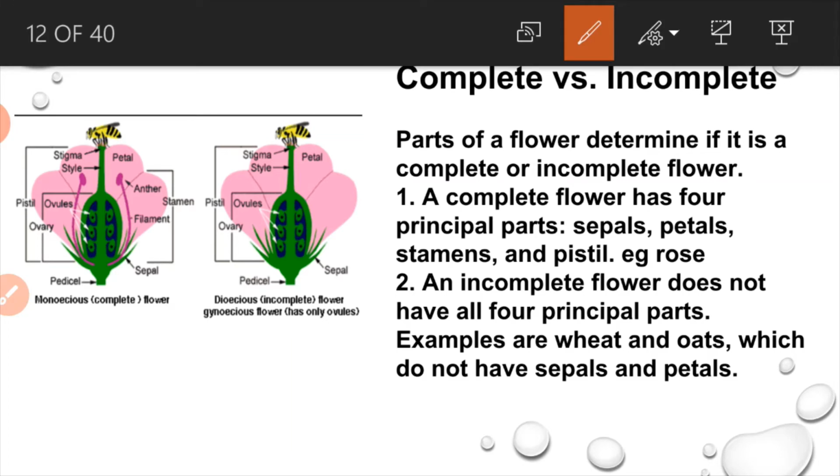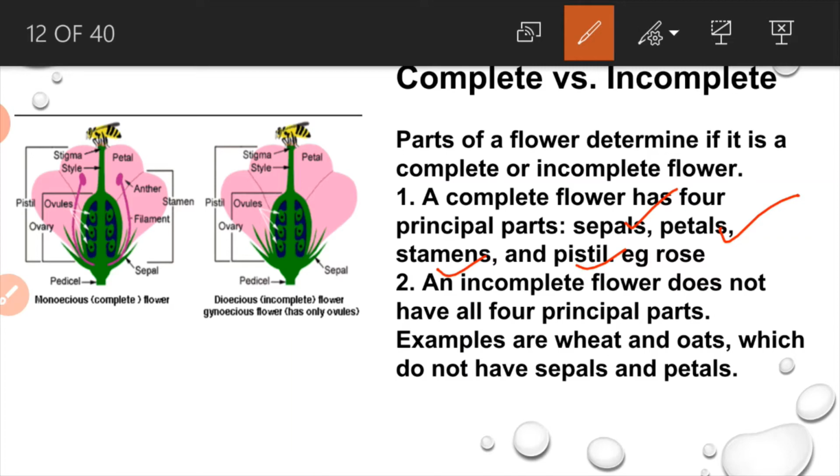Now, parts of a flower determine if it is a complete or incomplete flower. If a flower has all the 4 parts, that is the sepals, petals, stamens and pistil, then it is said to be a complete flower. For example, in case of rose.